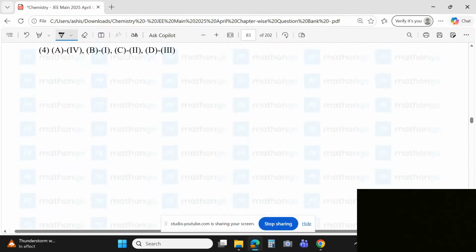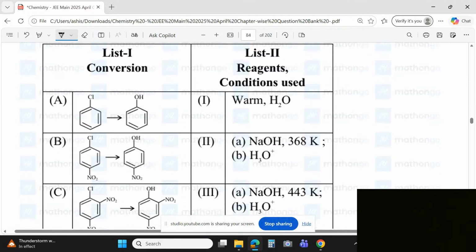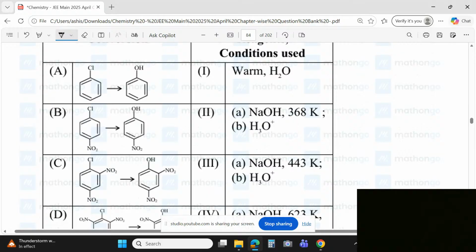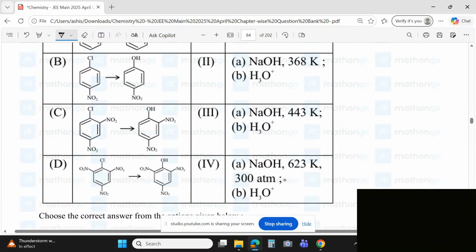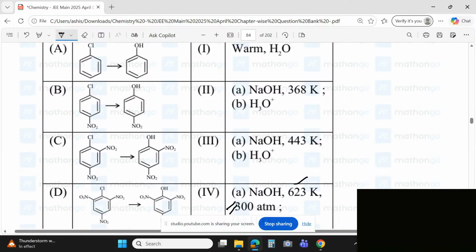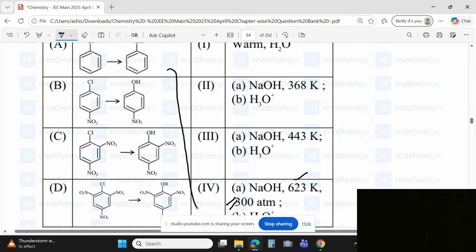Next question is again a match the column question. When we want to convert chlorobenzene into phenol, due to partial double bond character, it's not a feasible reaction. We have to take very drastic conditions. That's why we have to take NaOH at 623 Kelvin temperature as well as 300 atmosphere pressure. So A will match with fourth.